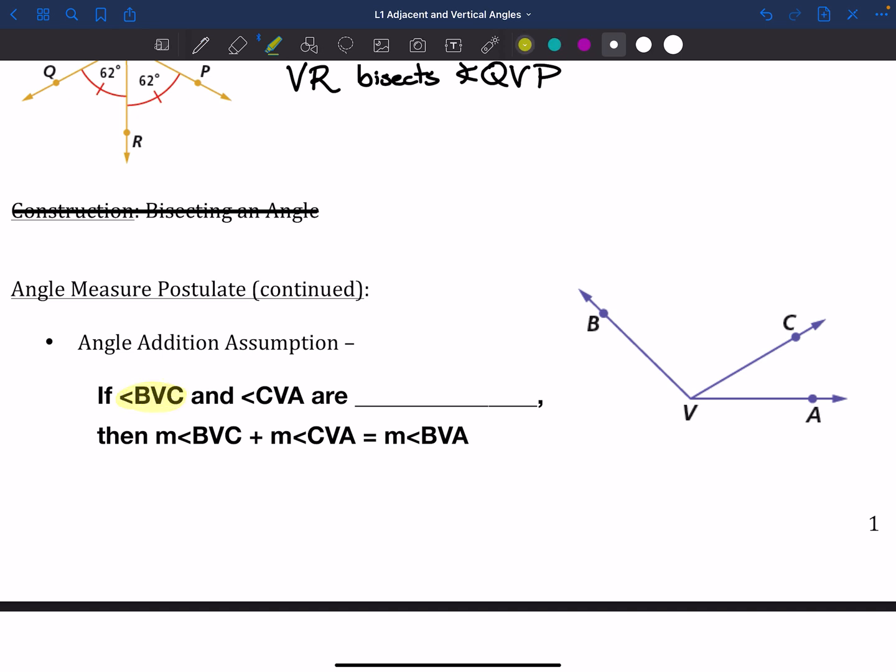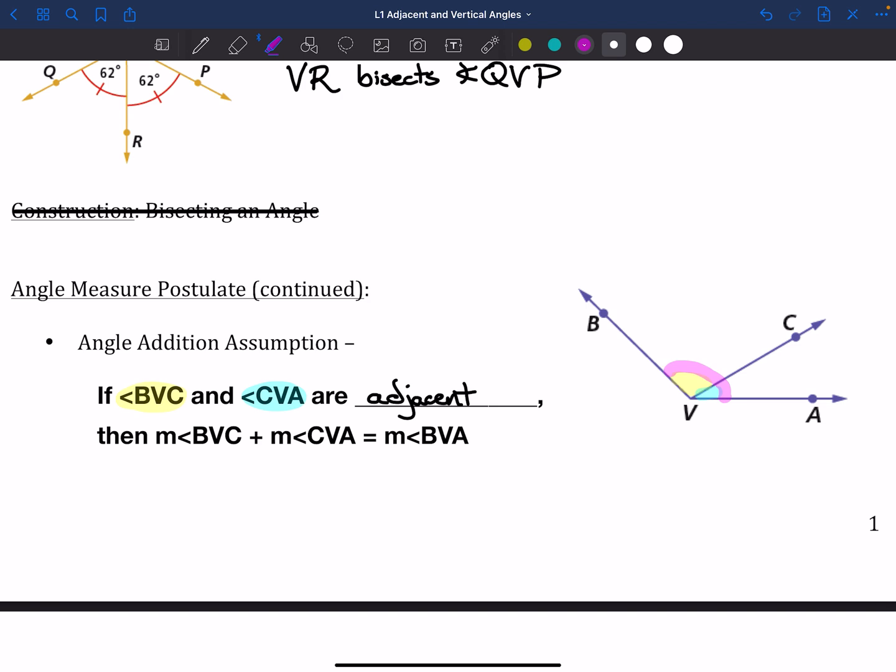So if angle BVC, this one right over here with the yellow, and angle CVA, which I'm going to fill in with blue, are blank, then when you add the measure of BVC to the measure of CVA, it equals the measure of the big angle, right? So the missing word there is adjacent. If those two angles are adjacent, if you add that yellow piece and that blue piece in terms of their actual measures, then their entire measure will equal the big one.